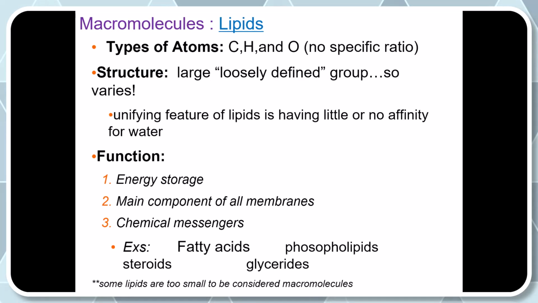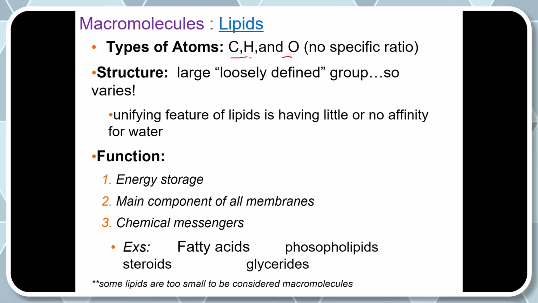So we did carbohydrates. That brings us to lipids. Lipids also contain carbon, hydrogen, and oxygen, but they're not in that cool 1 to 2 to 1 ratio that carbohydrates are in. Also, lipids are kind of a large, loosely defined group, so their underlying structure really varies. There's not one specific monomer that makes up lipids, but lipids all have little or no affinity to water. Remember before we talked about oil being hydrophobic. So lipids are important for energy storage. They're a major component of all of our cell membranes.